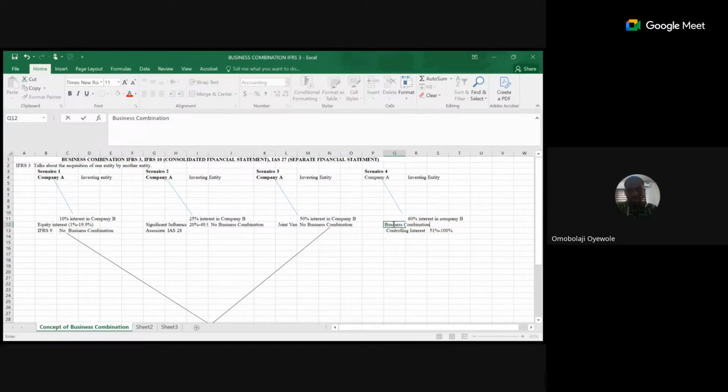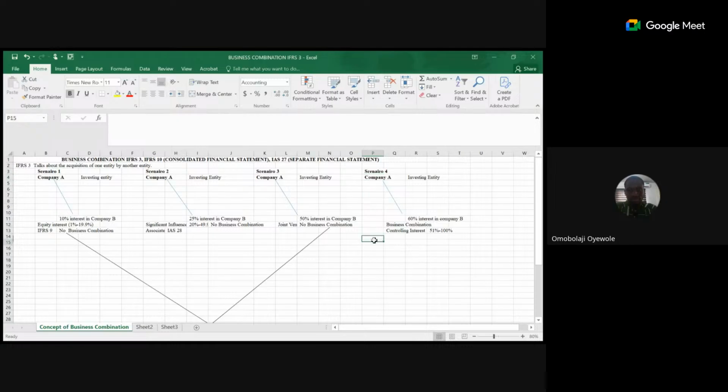But anytime the interest we are acquiring in the acquired entity is over 50%, then there's a controlling interest. So in scenario 4, we can say company A has what? Controlling interest. Control over company B. So in this scenario, company B is subjected to company A's authority. In the first scenario, company B is not subjected to company A's authority. In the second scenario, not subjected. In the third scenario, not subjected. But in the last scenario, company B is subjected to company A's authority. Why? Because there is a business combination.